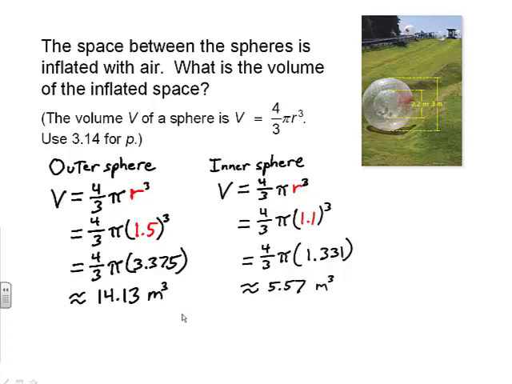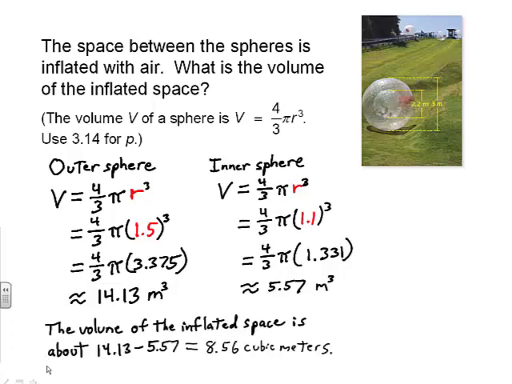and the volume of the inflated space is the difference of these two volumes. So the volume of the inflated space is about 14 1300ths minus 5 57 hundredths equals 8 56 hundredths cubic meters. That's the answer to the problem.